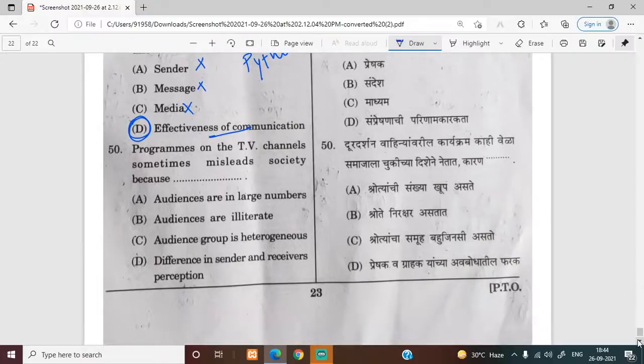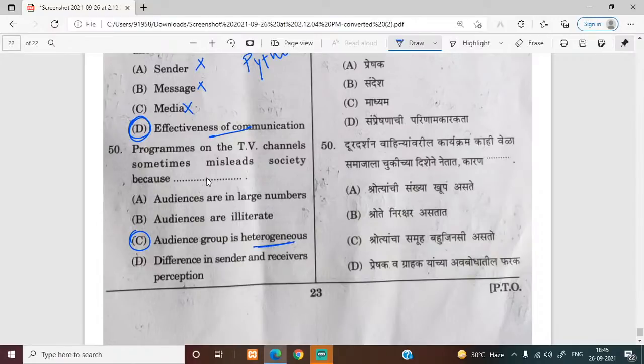Last question, question number 50. Programs on the TV channels sometimes mislead society because audiences are in large numbers, audiences are illiterate, audience group is heterogeneous, or difference in senders and receivers perception. So we all know that in mass communication there are TV channels which mislead society, means they give wrong information. Why? Because the audience is heterogeneous. Okay, why C is the answer? Because there are different types of audience, students.